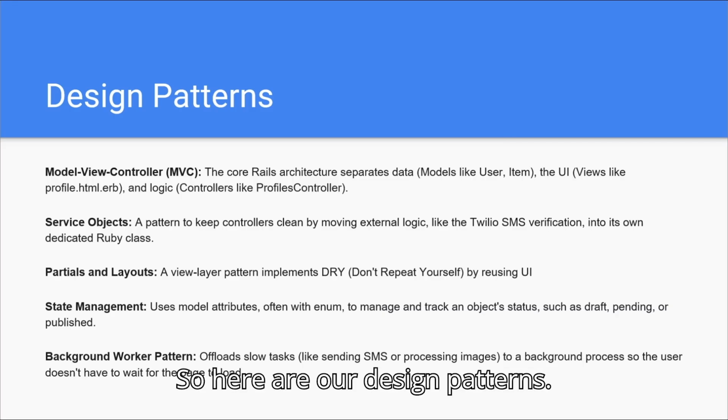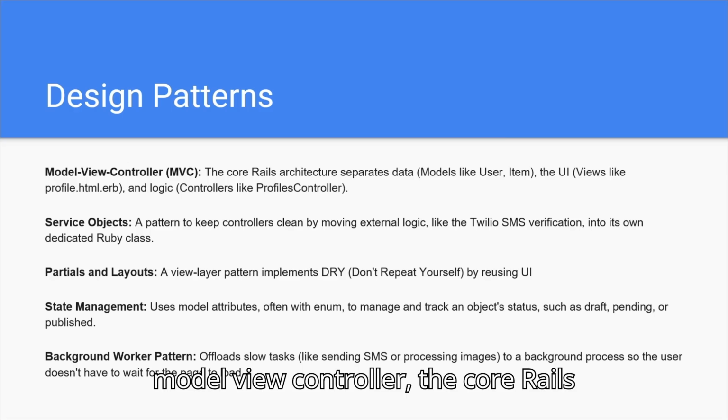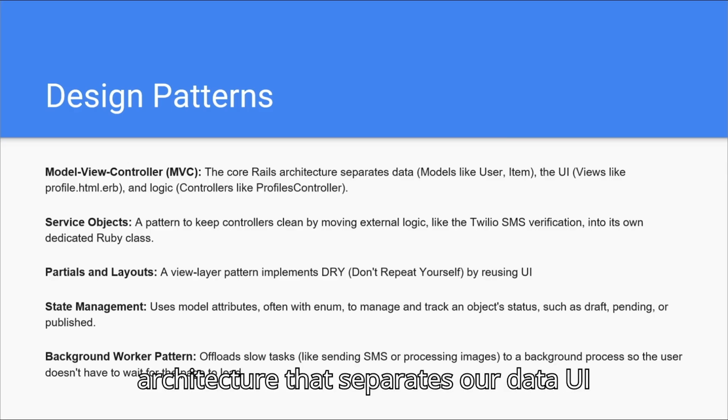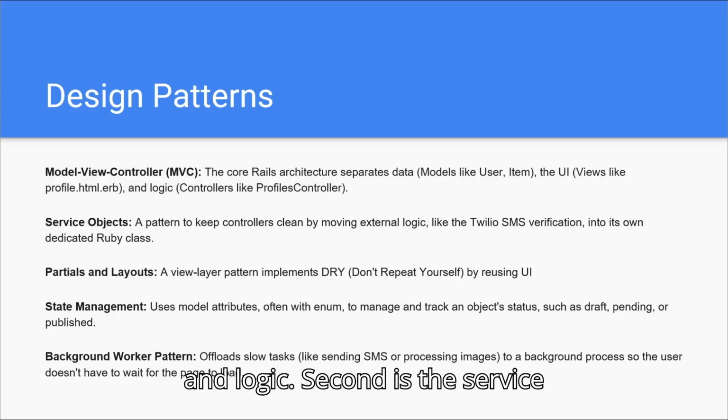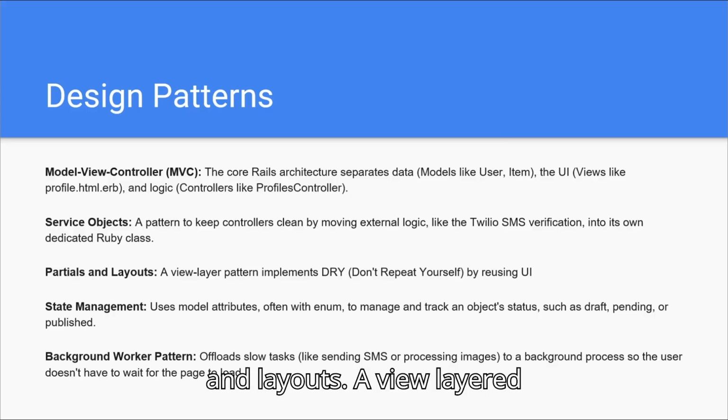So here are our design patterns. First is the MVC, which is Model View Controller, the core Rails architecture that separates our data, UI, and logic. Second is the service objects. We use this one to move complex external logic, like the SMS verification, into its own dedicated class to keep controllers clean. Third, the partials and layouts.